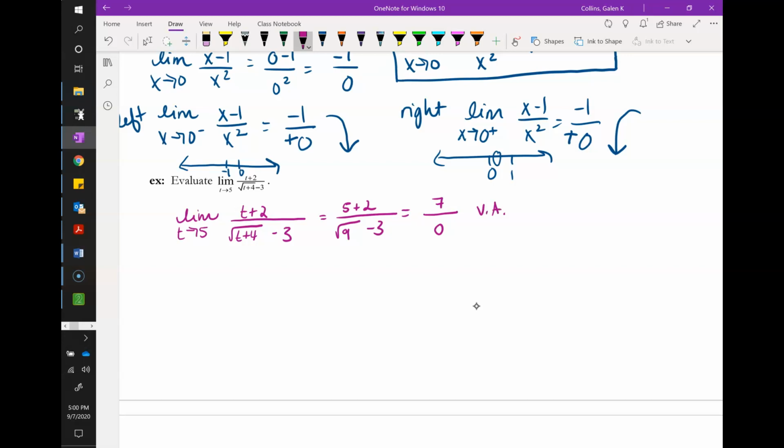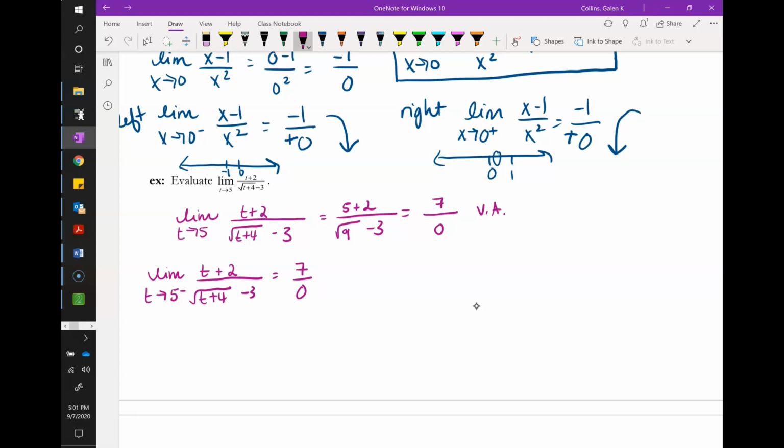So again, we're going to check the limits from the left and the right. So the limit of our function t plus 2 over the square root of t plus 4 minus 3. The limit from the left, if you're sitting there and you're like, oh, do I have to write this out every time, the limit notation? Unfortunately, the answer to that is yes. We really have to be clear how we communicate.